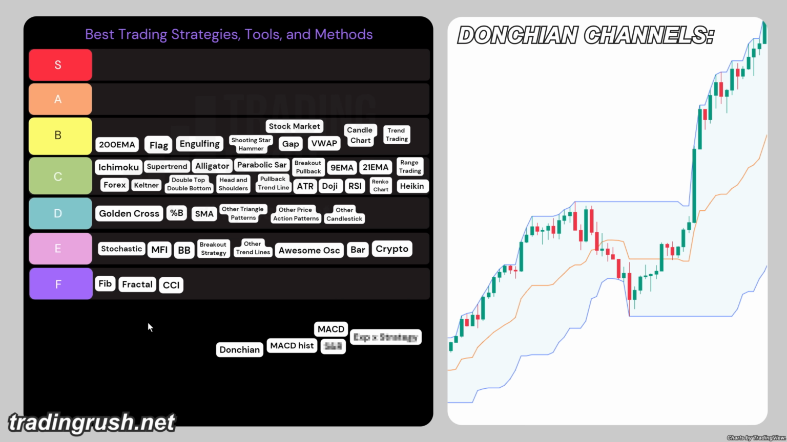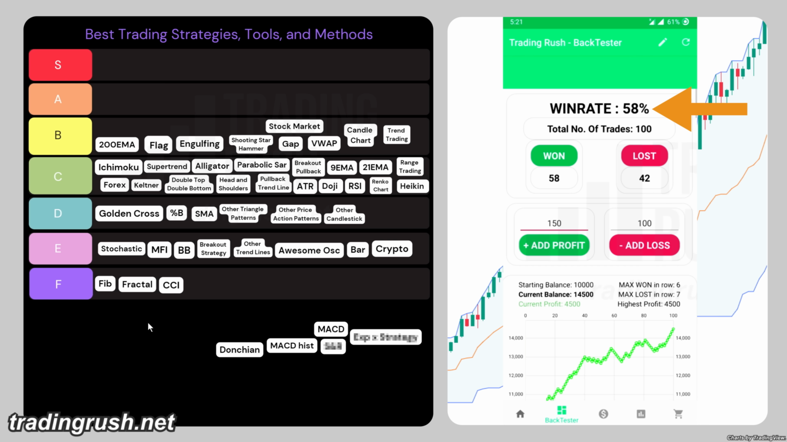The next one is the Donchian Channels strategy. It's one of the highest win rate trend strategies I have found. You can learn more about it by clicking on this card. I would put it in the B category.